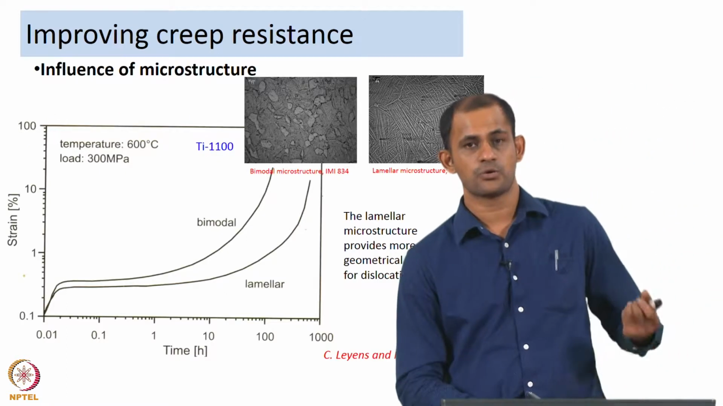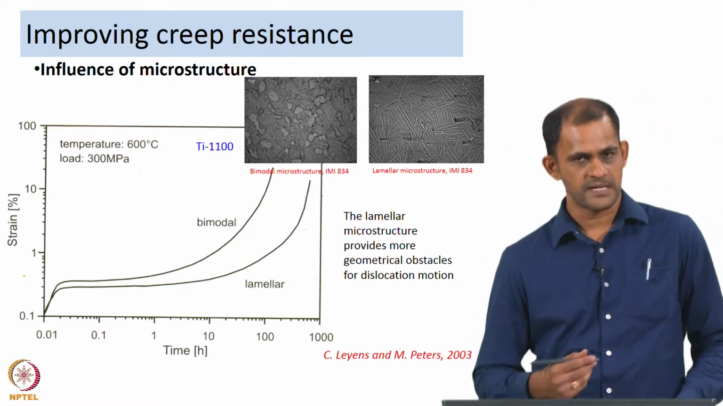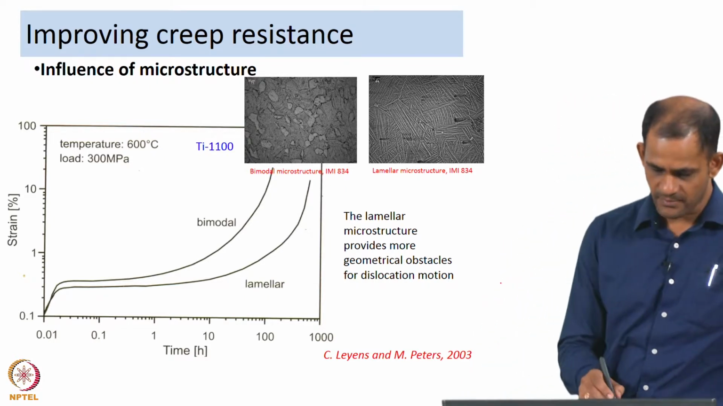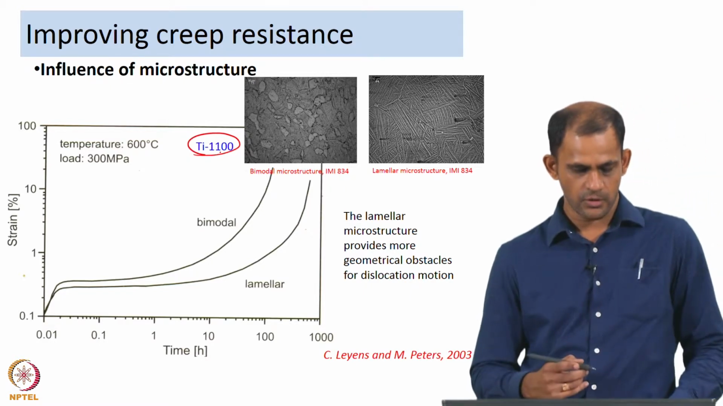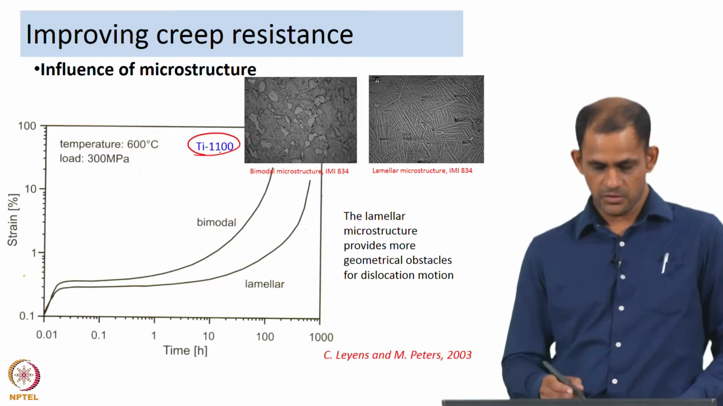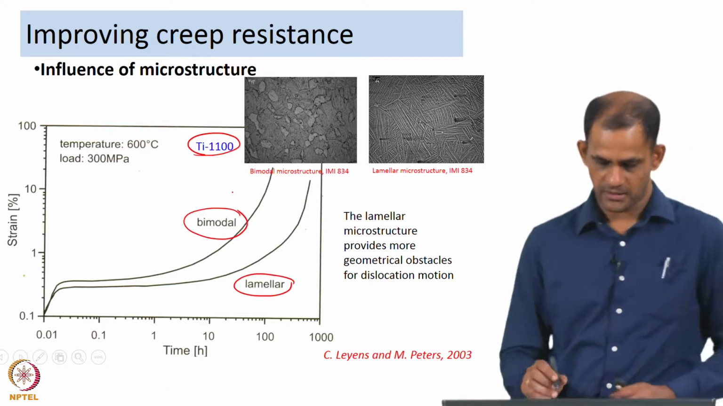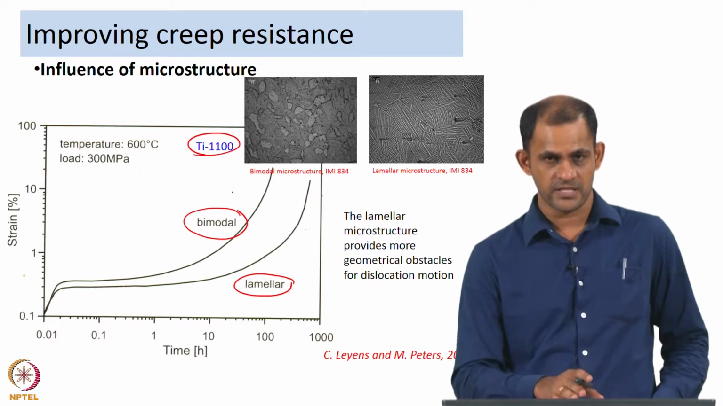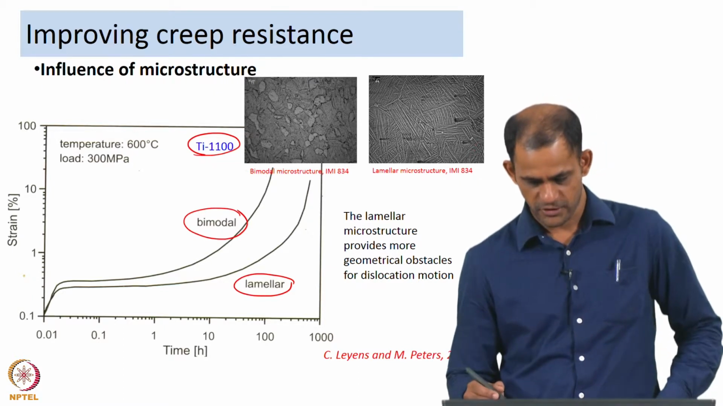Now, what is the role of microstructure? So, again microstructure also plays a very important role, and here is an example from titanium alloys. This is titanium 1100 alloy, and the authors are talking about the creep behavior of two different microstructures of this material. So, in one case you could have a lamellar microstructure, in another case you could have a bimodal microstructure. Here are a couple of pictures to tell you what we understand by a bimodal microstructure and what we understand by a fully lamellar microstructure.